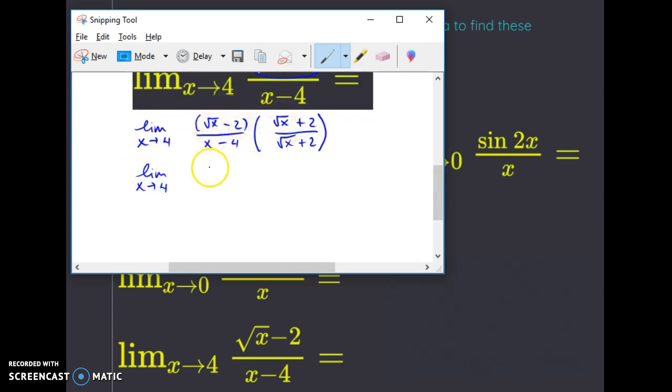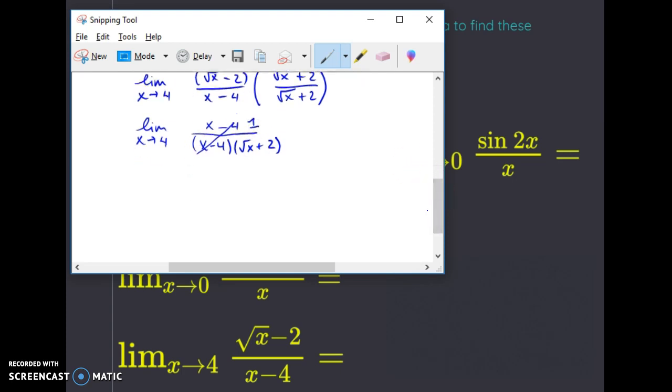I wind up with square root of x times square root of x, which is x, and then I have minus 2 root x plus 2 root x, so that goes away, minus 4. And then I have x minus 4 over root x plus 2, which I'm not going to multiply out because I notice that my x minus 4s divide to make 1. And since my x minus 4s cancel, now I can plug in 4, and I get 1/4. So this limit is 1/4. So that's another strategy. Rationalizing the numerator might be a strategy that you use.